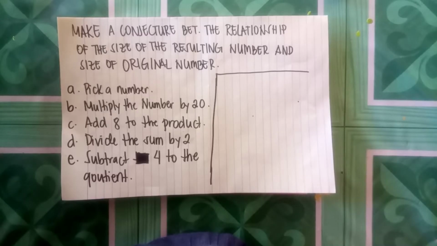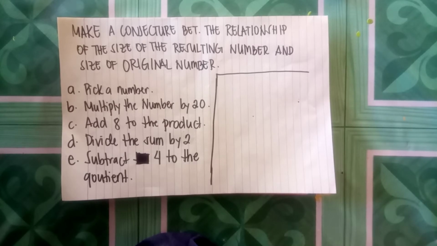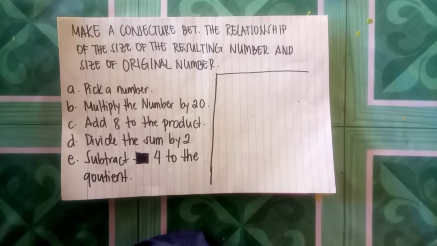Let's try another example using a conjecture. Make a conjecture about the relationship between the size of the resulting number and the size of the original number. Let's follow the procedure. A. Pick a number. B. Multiply the number by 20. C. Add 8 to the product. D. Divide the sum by 2. And E. Subtract 4 from the quotient.